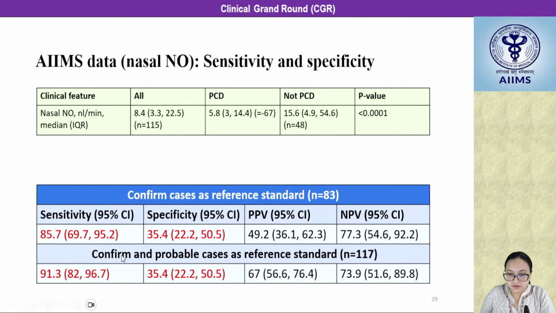In our cohort, we found that the median value was 8.4 in all our screened individuals. In those who were found to be positive for PCD, the value was found to be 5.8. And in the ones who did not have PCD on eventual evaluation, the value was 15.6. And the differences were statistically significant. Taking the confirmed cases as reference standard, the nasal NO carried a sensitivity of 85.7% and a specificity of 35.4%.